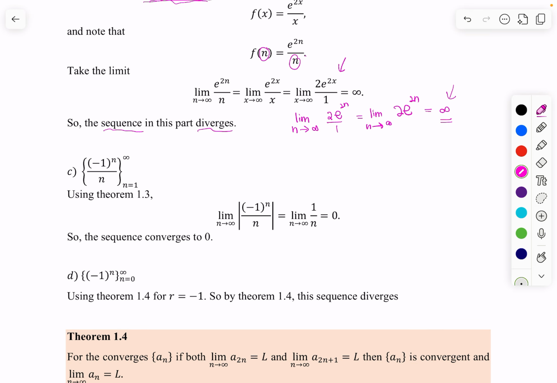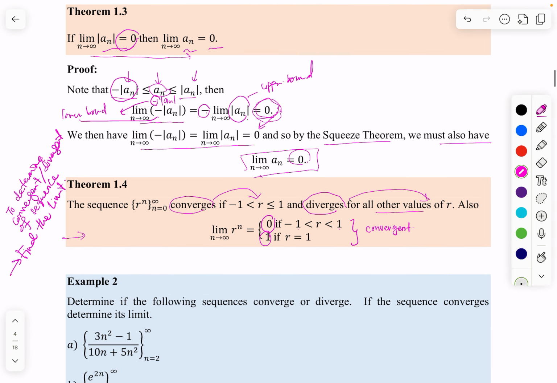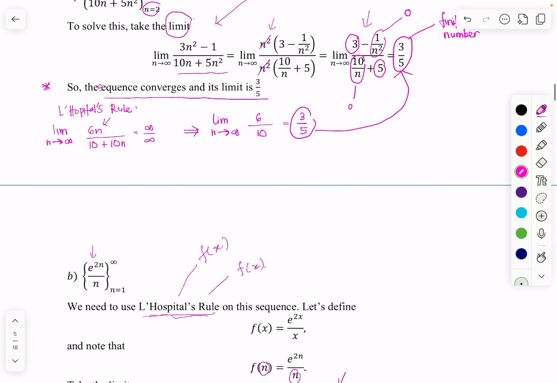Next example, C. You have the sequence (-1)^n divided by n, with n starting from 1 to infinity. For this sequence, we can use theorem 1.3. It's about the absolute value. This is theorem 1.3. We try to apply that theorem.